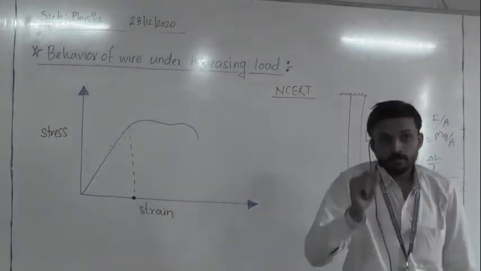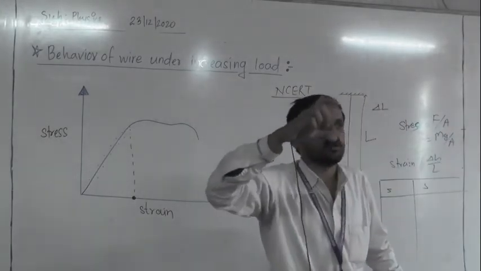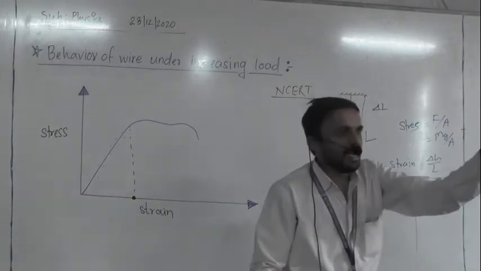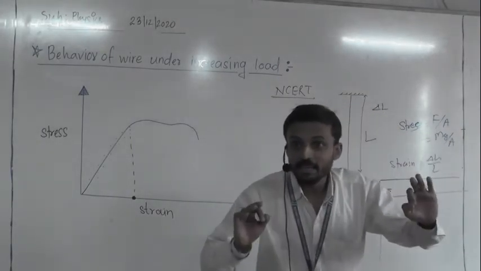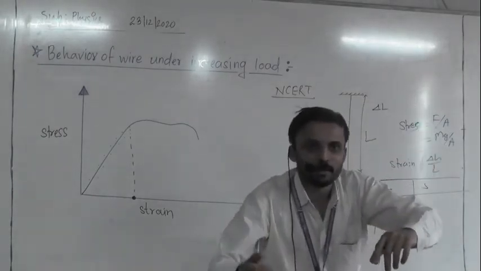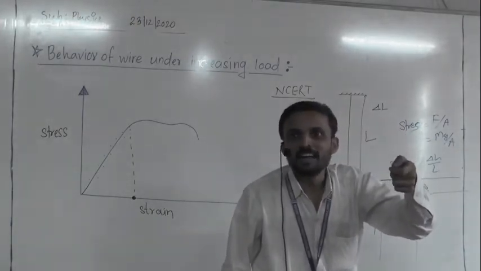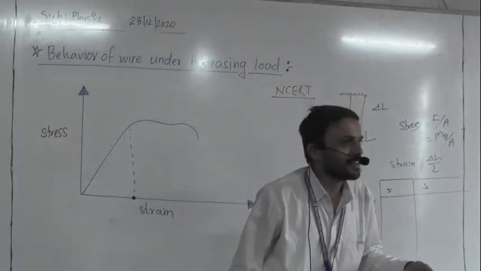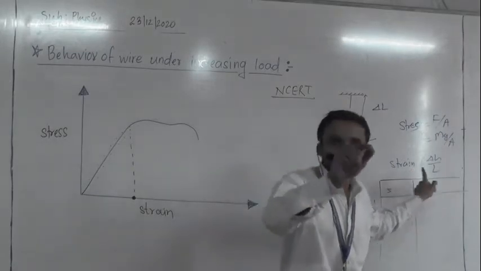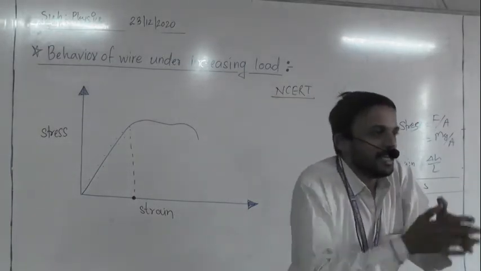Now, actually, what should happen? I do have many loads. Suppose each load is 10 kg or 1 kg. I have connected 1 kg, so the load is there and there is an extension delta L. Ideally it is expected that when I unload, delta L should become zero and the wire must regain its original length. So after unloading, if the strain becomes zero, then my material is perfectly under the elastic limit and it is perfectly obeying Hooke's law.